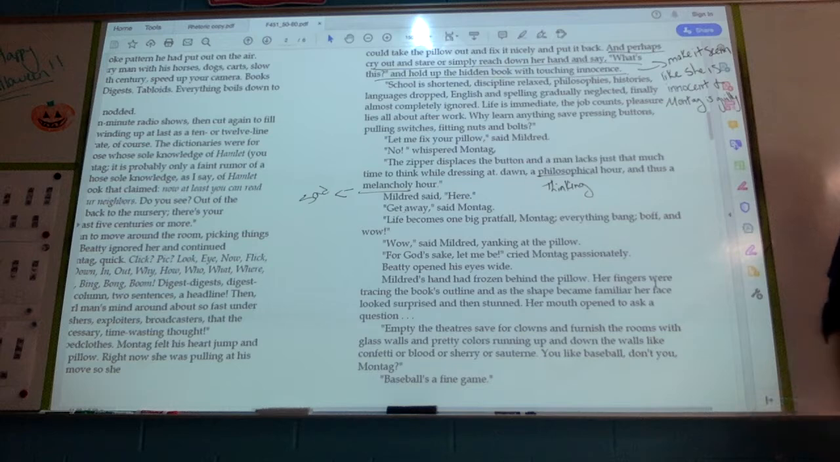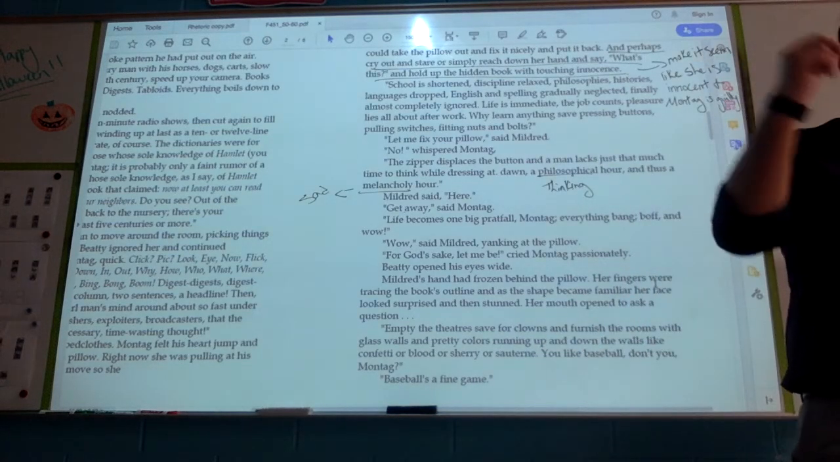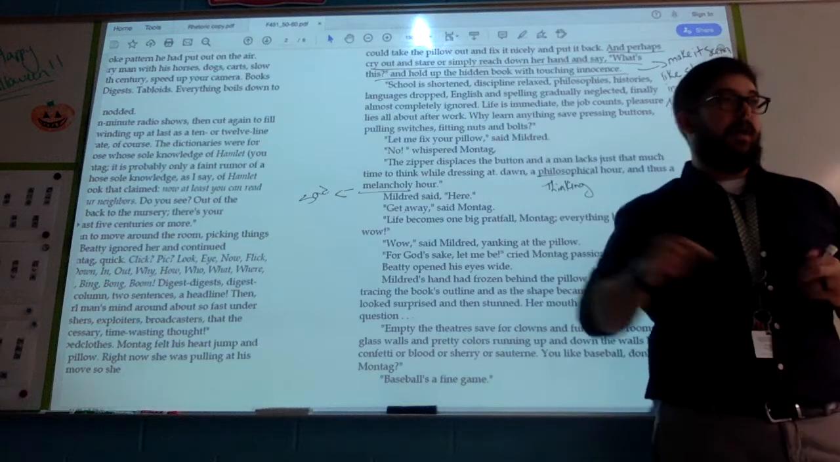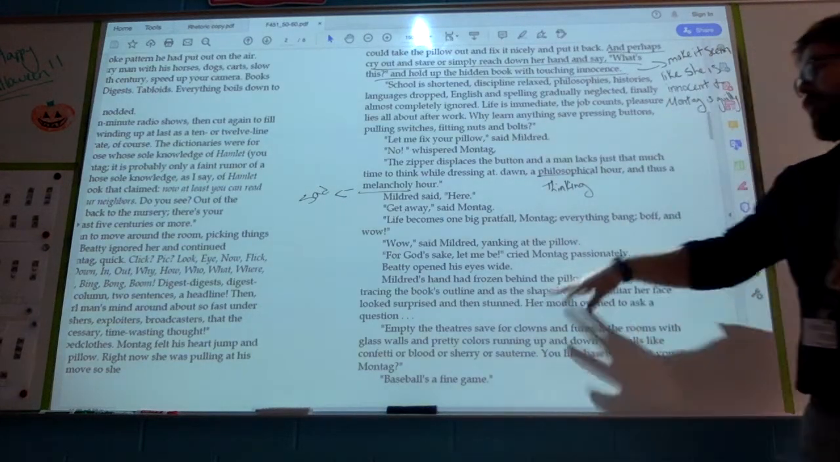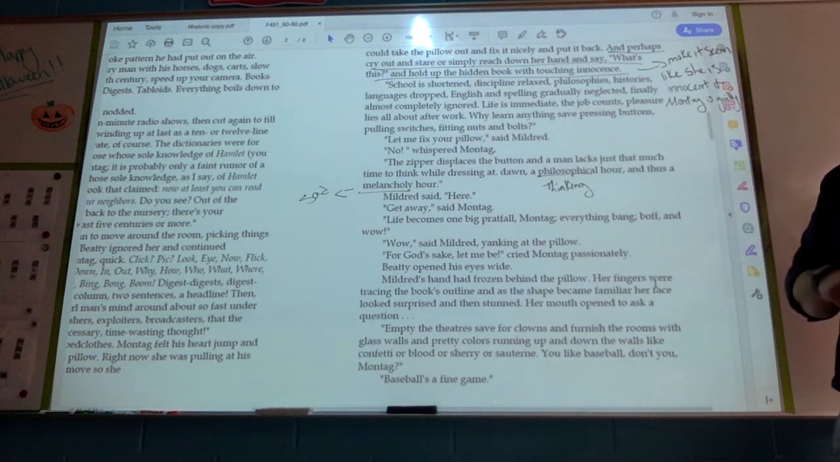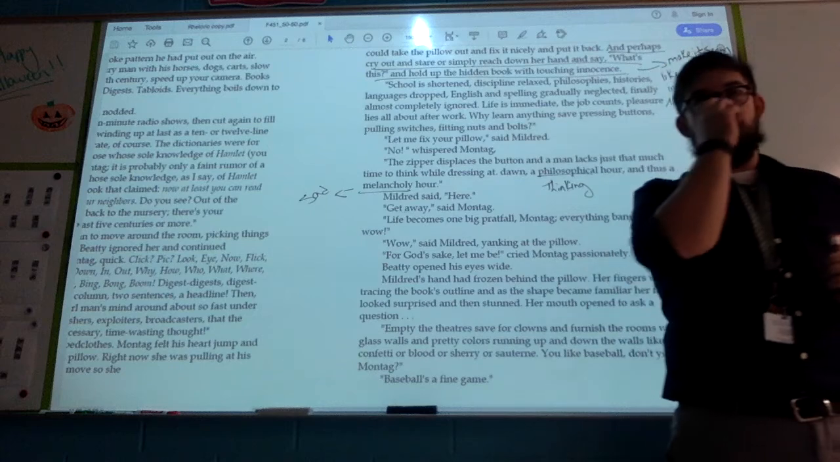"You like baseball, don't you, Montag?" So, what saves Montag here is the fact that Captain Beatty keeps talking, surprisingly. It allows him to ignore Mildred for a brief few more moments. But also the idea of emptying the theaters.